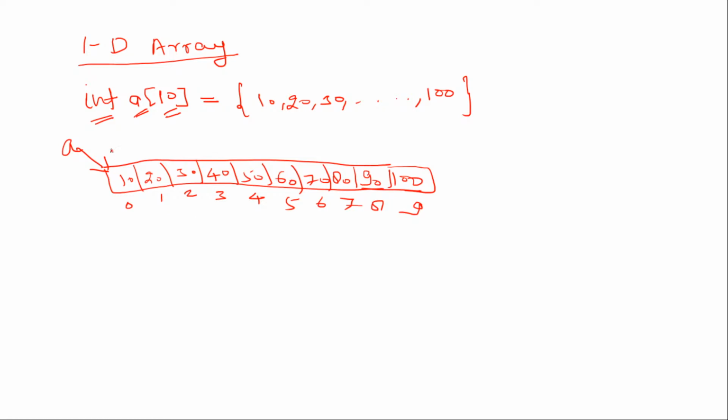And what is the base? Suppose we take base address 1000, right? Now suppose it is of integer type, so it would take 2 bytes. So it would be 1002, 1004, 1006, 1008, 1010, 1012, 1014, 1016, 1018, right? So this is the base address and this is the index location, or this is the array elements 10, 20, 30.